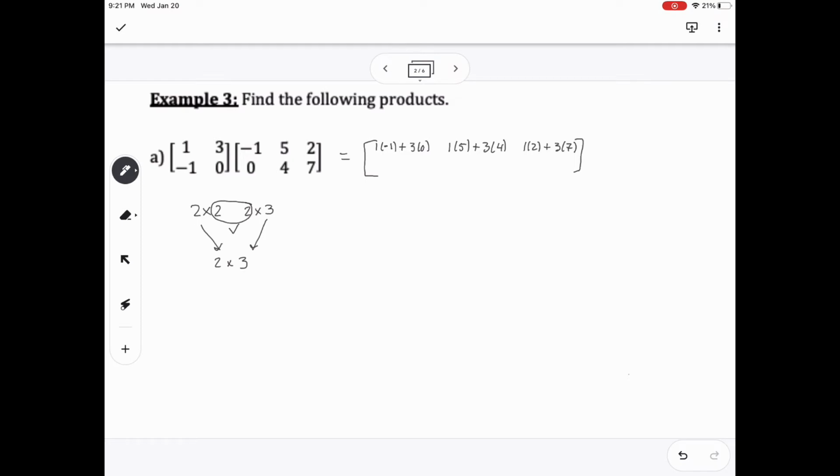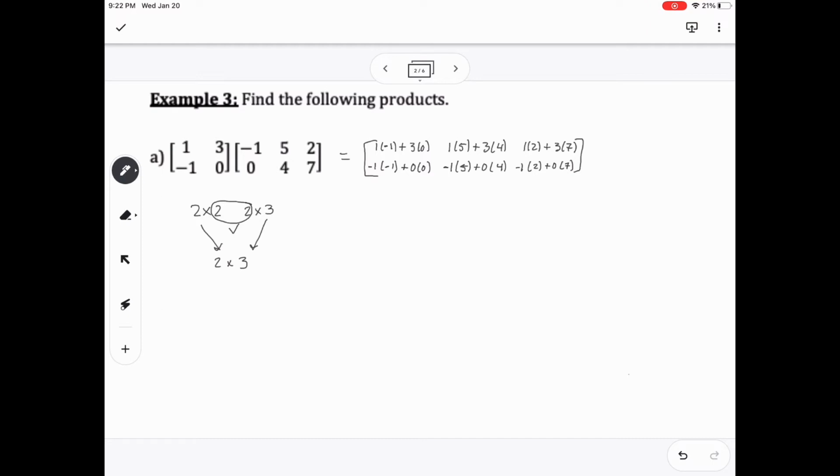So I do the same thing for first row, third column, and then I move on to the second row, so I'm going to use negative 1, 0, and then I'm back to the first column where I use that negative 1, 0. And then second row, second column, so negative 1 times 5 plus 0 times 4. And then second row, third column, and get negative 1 times 2, 0 times 7.